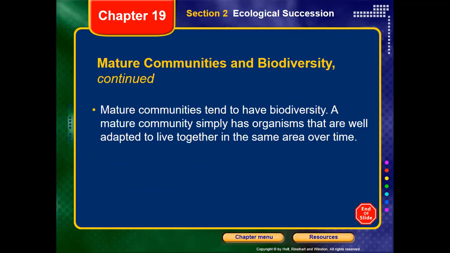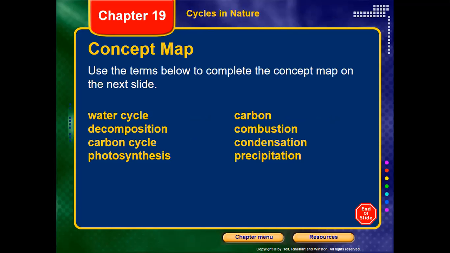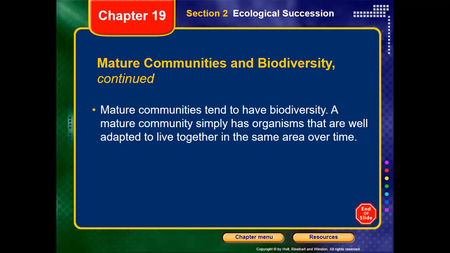So like this, we observe that during succession, the environment tries to reach this kind of diversity. That's because nature is always searching for balance, something that happens naturally. So we find that mature communities tend to have biodiversity, and a mature community simply has organisms that are well adapted to live together in the same area over time. So like this, guys, we are already done with our section.